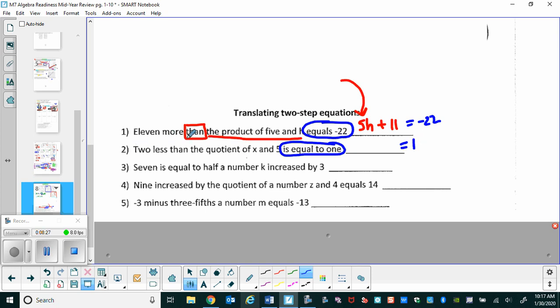And this part says 2 less than the quotient of x and 5. 2 less than the quotient of x and 5. So we have a "than." We're going to have the quotient of x and 5, and since x comes first, it's in the numerator, so we've got x over 5. Now show me 2 less than that by subtracting 2. So x divided by 5 minus 2 is 1.